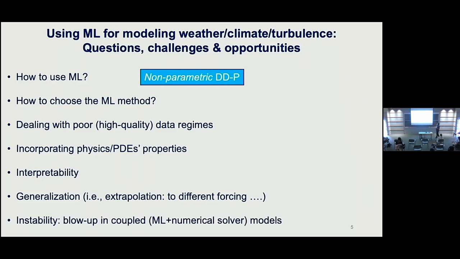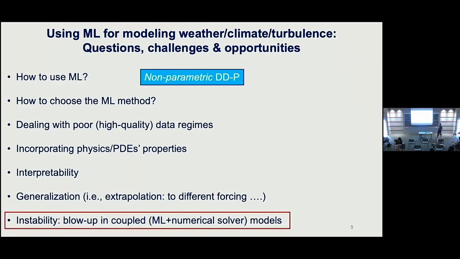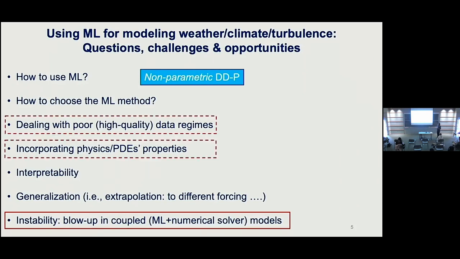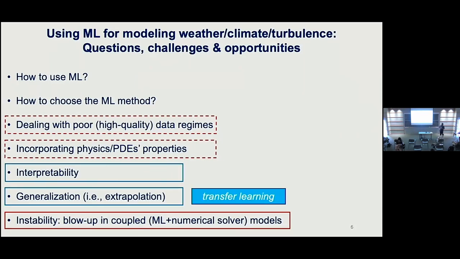And then at the end, issues related to instability, that many studies have found that you can develop a data-driven closure model that seems accurate in the offline test. You couple it with the low resolution numerical solver and it blows up. So in our group, we have been thinking about most of these questions in the past few years. And today I'll tell you a little bit about some work we are doing on instability and how incorporating physics can address that in the poor data regime. And then I'll tell you a little bit about the work that we are doing with transfer learning to enable extrapolation and interpreting what's going on in transfer learning.